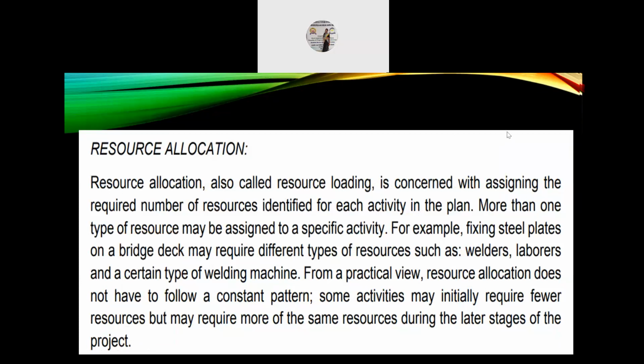Next, resource allocation. Resource allocation is also known as resource loading, and it is concerned with assigning the required number of resources identified for each activity in the plan. More than one type of resource may be assigned to a specific activity. For example, fixing steel plates on a bridge deck may require different types of resources such as welders, laborers, and a certain type of welding machine.